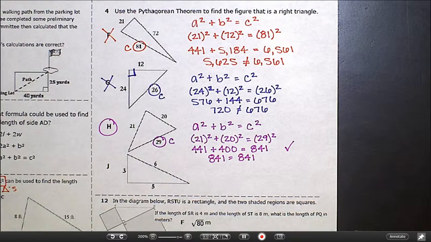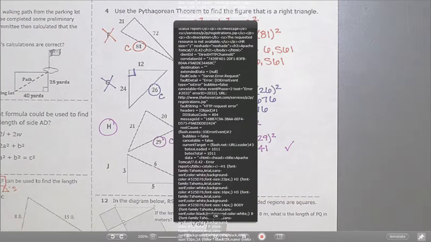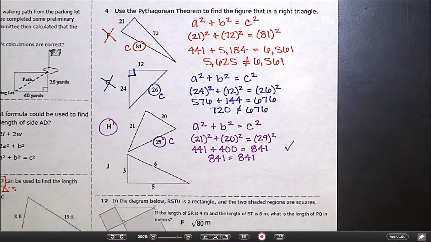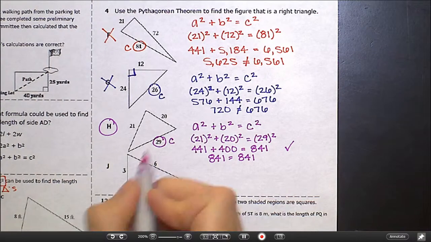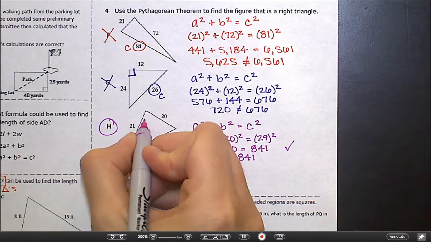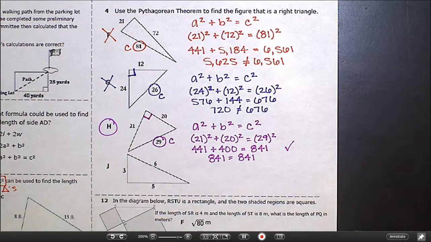Okay, so hopefully you got something similar to what I got. Again, if you switched up the A and B, that's fine, as long as 29 was your C. And I got 841 on both sides, which means that this formula works. Okay, this formula works, so H is a right triangle, even though it doesn't really look like it. And if we had to find the right angle, it would have to be across or opposite from the hypotenuse, so that would be our right angle.